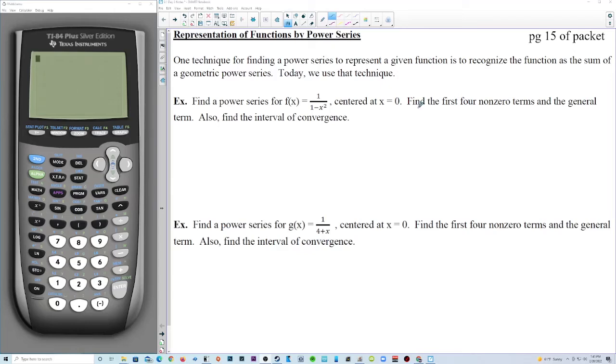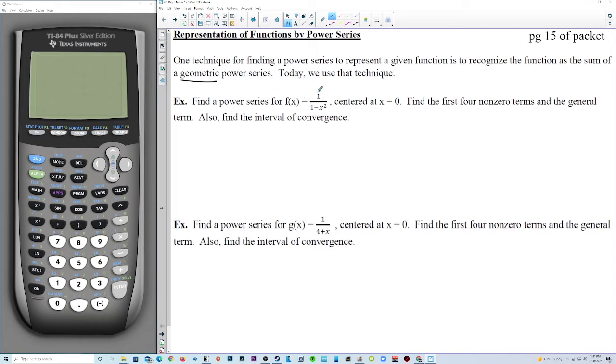This is section 9.1 day 3, representation of functions by power series. One technique for finding a power series to represent a given function is to recognize the function as the sum of a geometric power series. Today we use that technique.